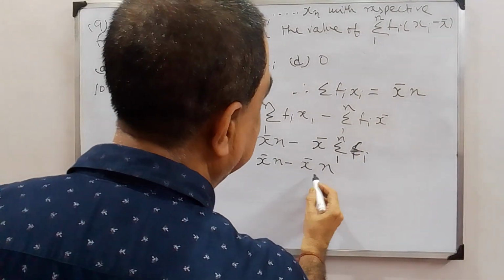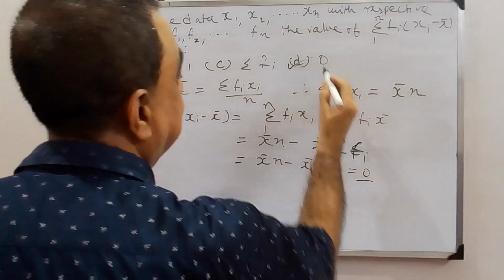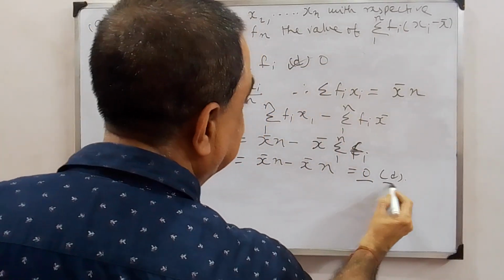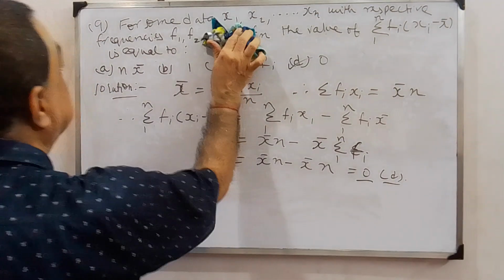So x dash n minus x dash n is equal to 0. So which one is the correct choice? It is D. Okay, so that is question number 9. Completed. Now I am doing question number 10.